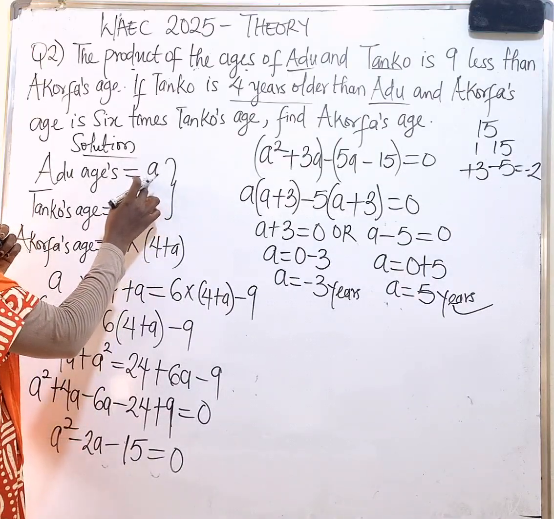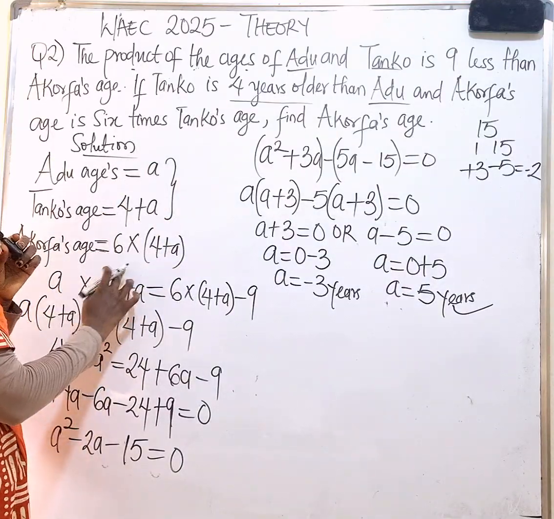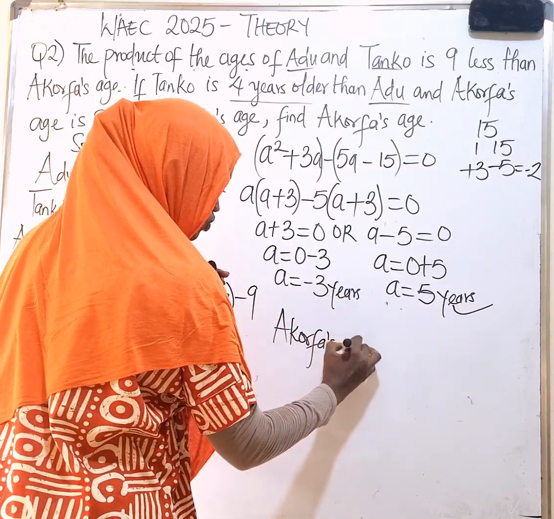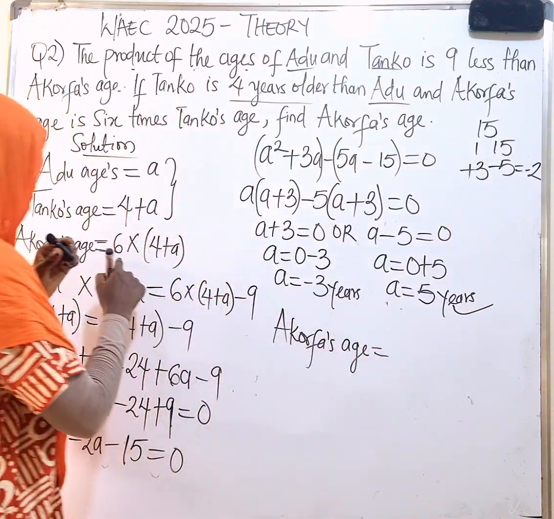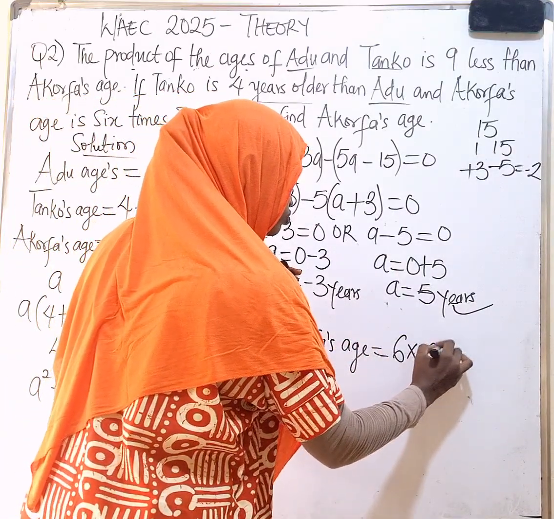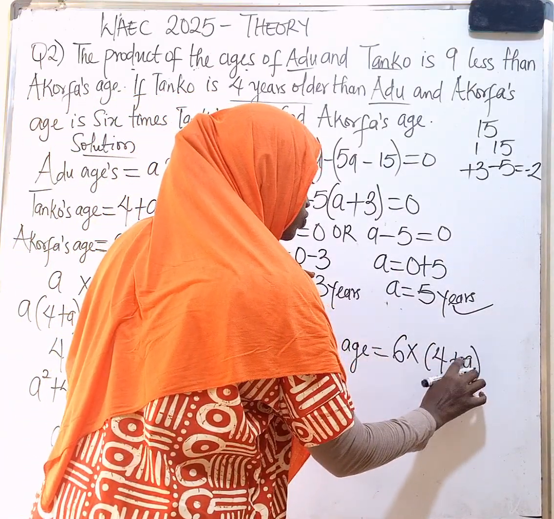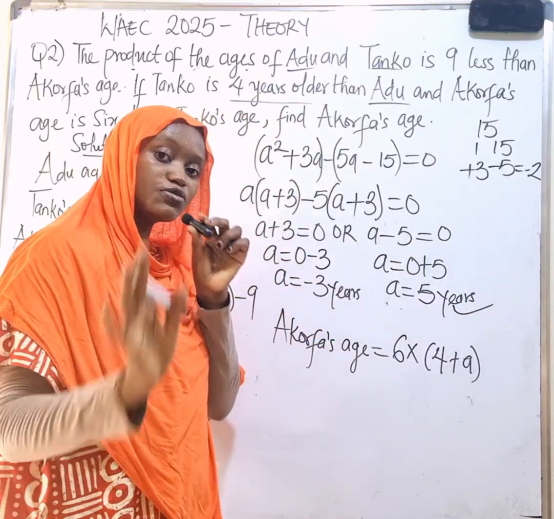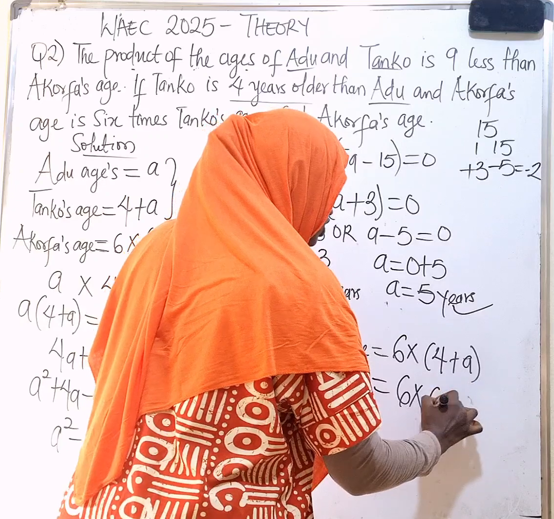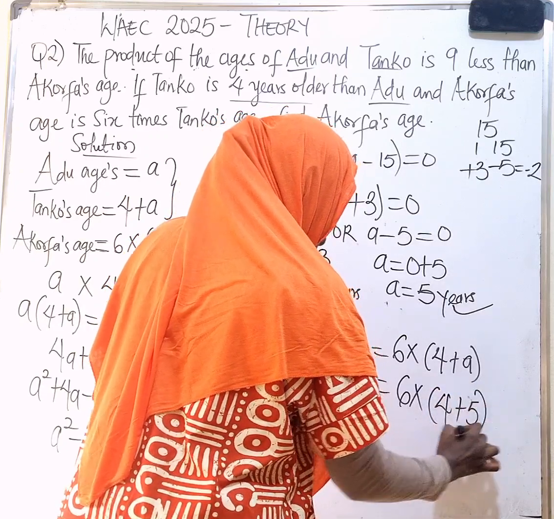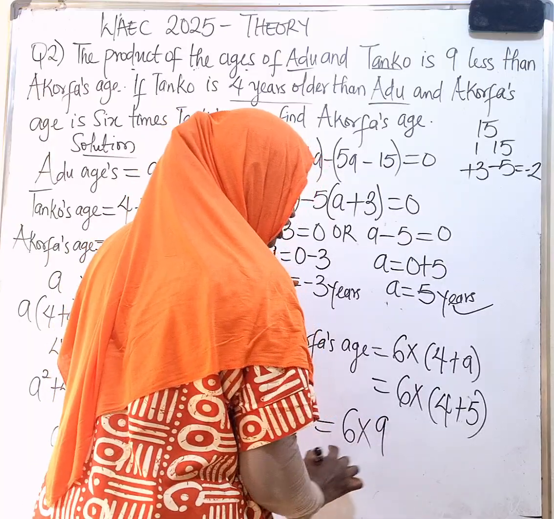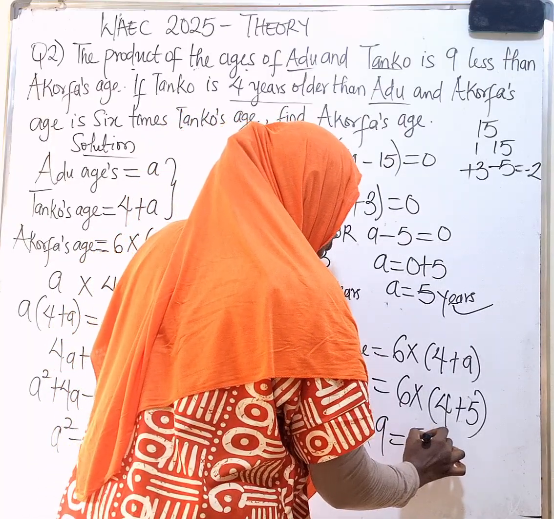So now from Adu's age, because we need Adu's age to be able to get Akofa's age. After interpreting the word problem, we know Akofa's age is equal to what? 6 times open bracket 4 plus A, right? So what do we do at this point? All we have to do is to substitute in the value for A. So this becomes 6 times open bracket 4 plus 5, right? So this equals 6 times 9, which equals 54.